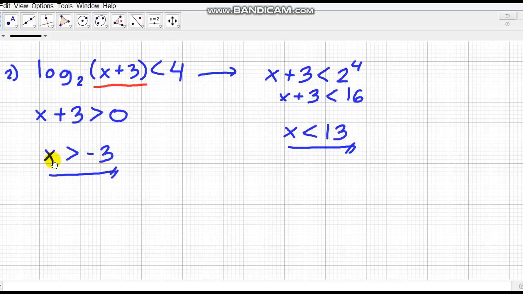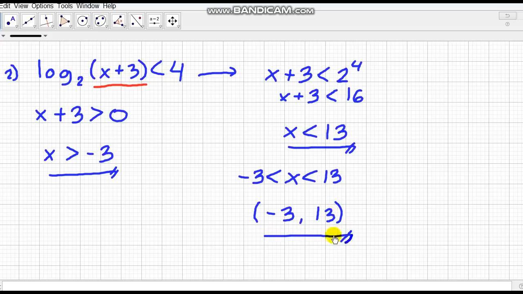However, let's remember that we have another solution set here, which is x is greater than negative 3. So combining them together, this means that the value of x should be lower than 13 but greater than negative 3. So x is less than 13 but greater than negative 3. So it's in between negative 3 to 13. Therefore, the solution set is from negative 3 up to 13. Let us remember that there's always a case like this. The argument cannot be 0, it cannot be negative.